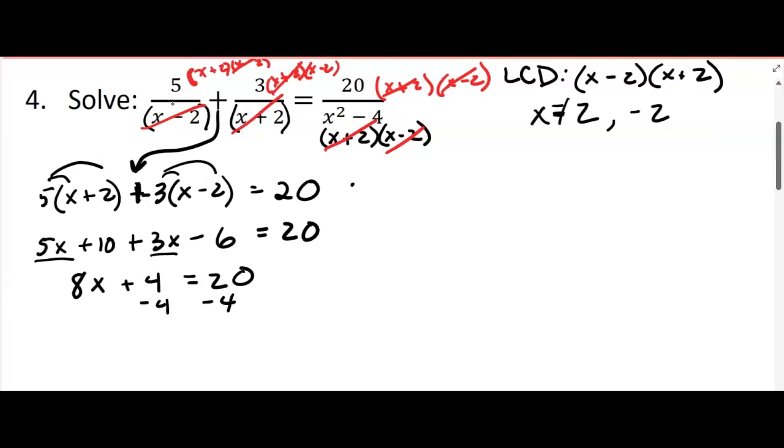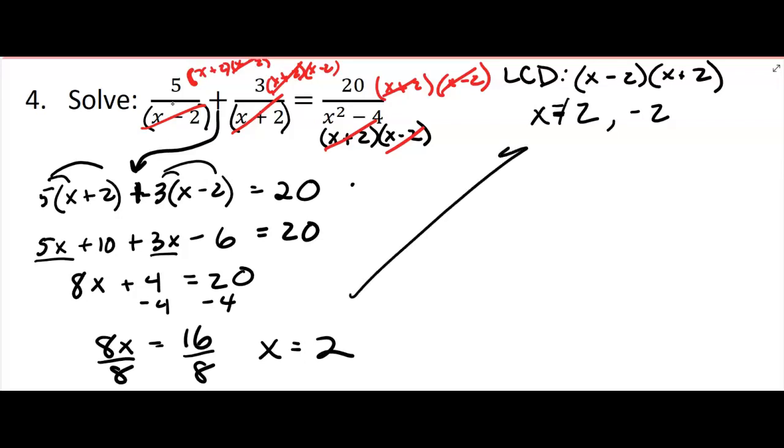Subtracting 4, I get 8x equals 16. Dividing by 8, I get x equals 2. Yay, x equals 2. Oh, no. X can't be 2 because of what we said earlier. That's an excluded value.